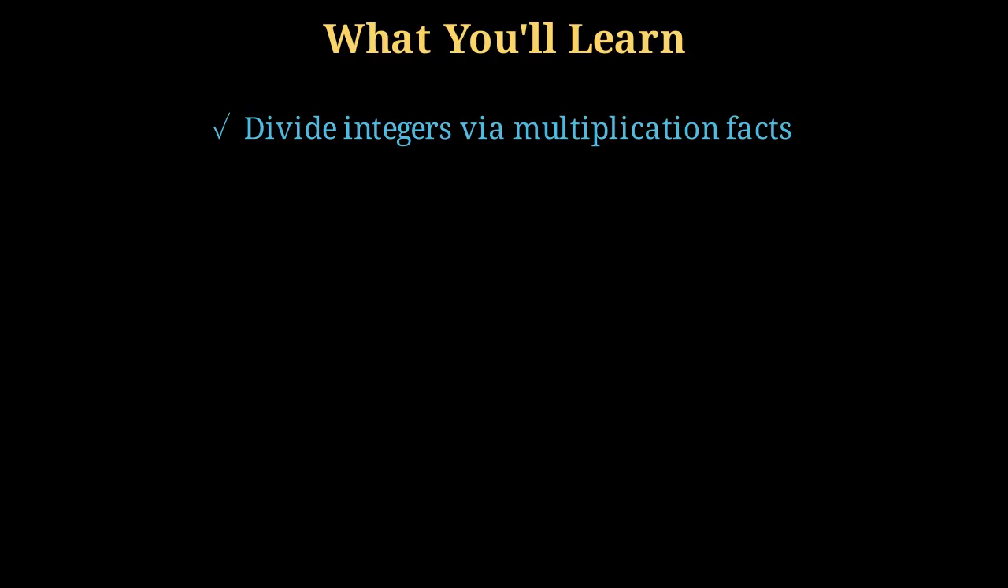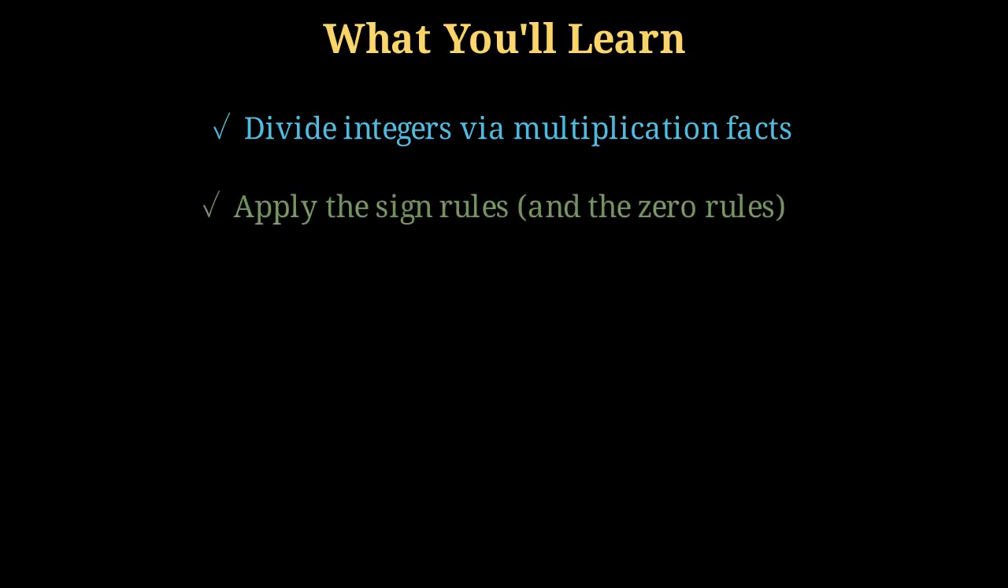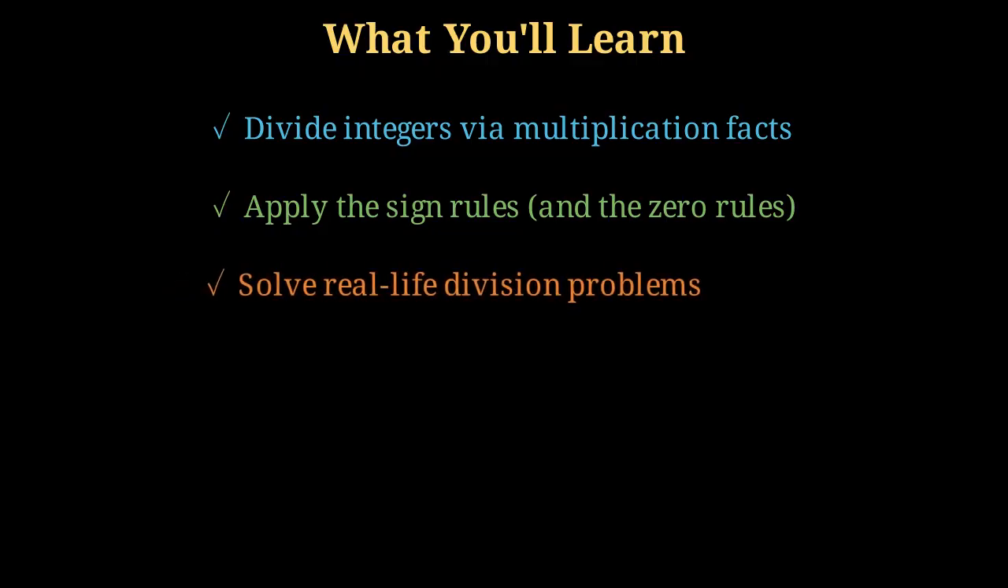By the end of today, you will be able to do 3 things. First, divide integers by connecting every division to a multiplication fact you already know. Second, apply the sign rules, which are exactly the same as multiplication's, plus the 2 special rules about 0. And third, use division in real life, sharing losses, rates of descent, and steady drops.